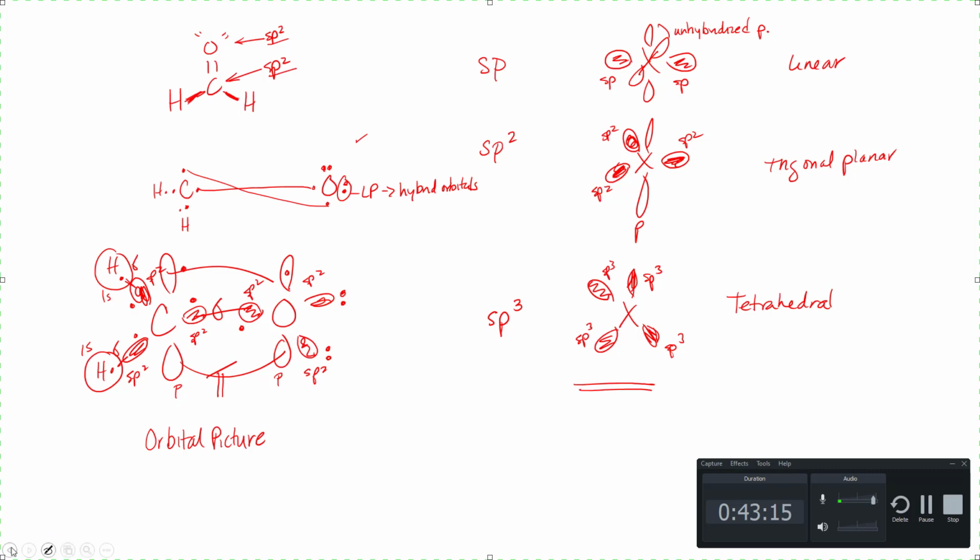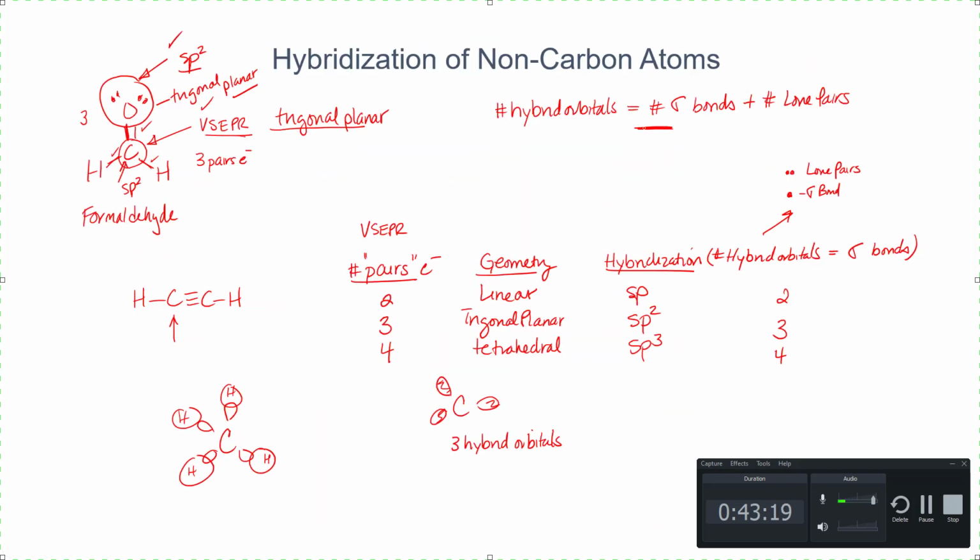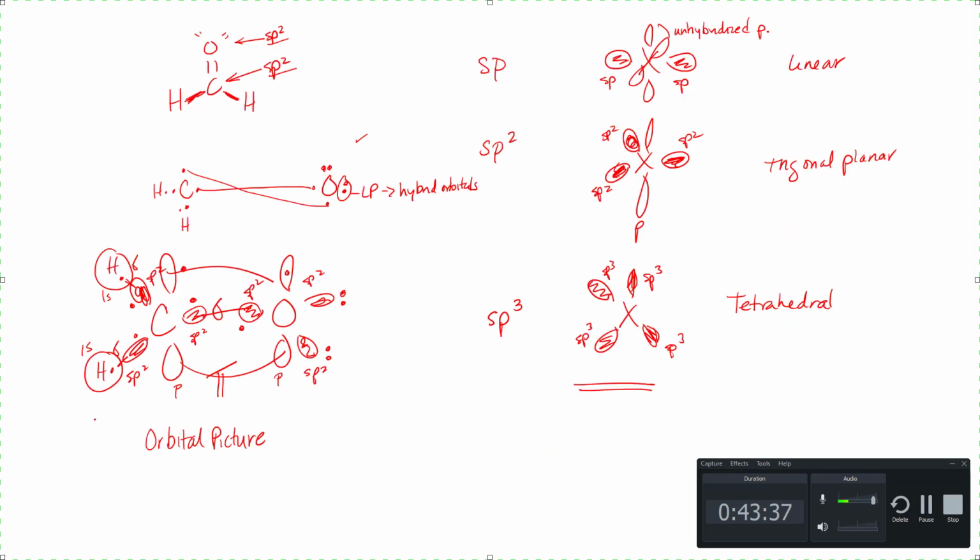And that is why, over here, when I said the number of hybrid orbitals equals the number of sigma bonds and the number of lone pairs, it's because the lone pairs have to only go into hybrid orbitals. Okay. So we'll do another one of these examples as we go through here. And now we're going to talk about expanded octets in a moment.